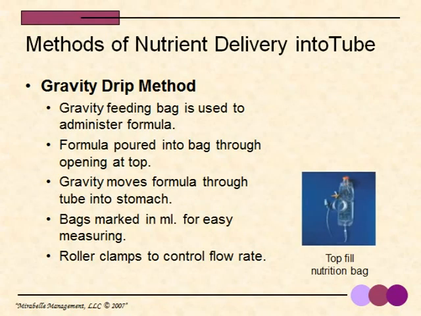Another method of nutrient delivery into the tube is by the gravity drip method. There is a gravity feeding bag, and this is used to administer the formula. The formula is poured into the bag through the opening at the top, and the force of gravity moves the formula through the tube into the stomach. The bags are marked in milliliters for easy measuring, and they come with a roller clamp used to control the flow rate, and that flow rate is set by the physician's orders.